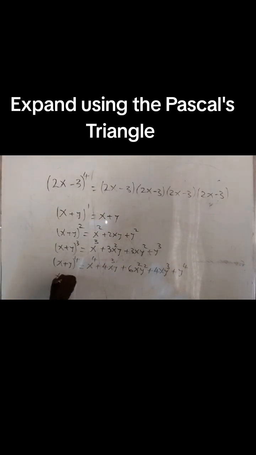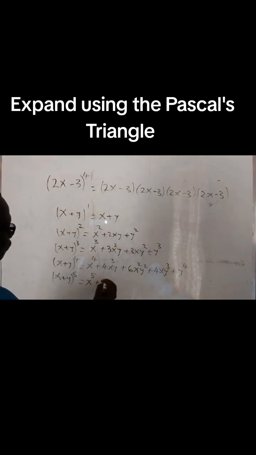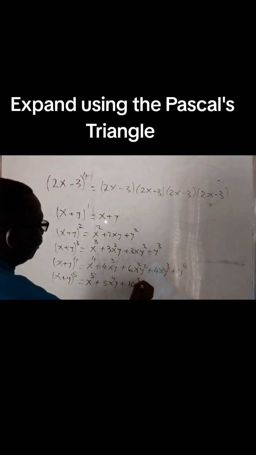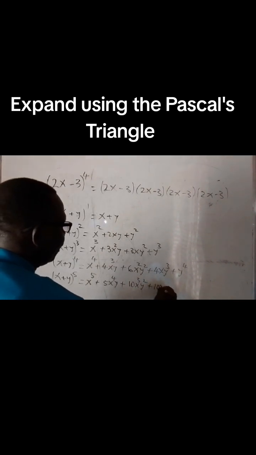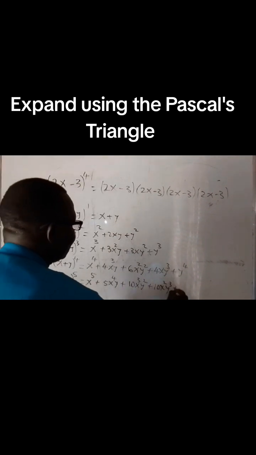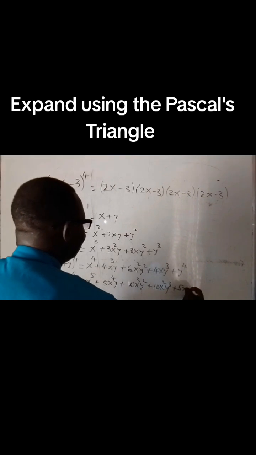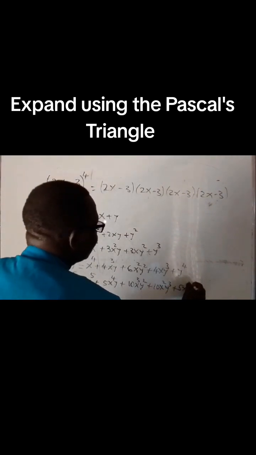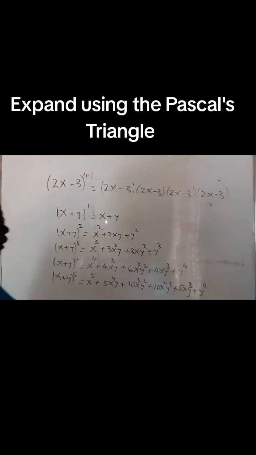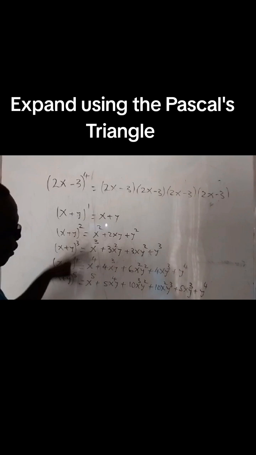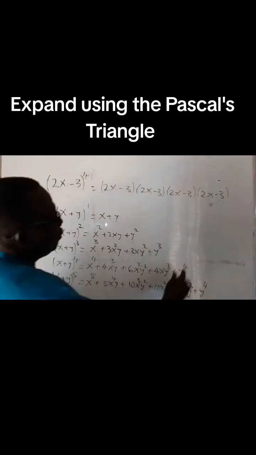Now, if you have x plus y raised to the power 5, then you will have x to the power 5 plus 5x to the power 4 y plus 10x cubed y squared plus 10x squared y cubed plus 5x y to the power 4 plus y to the power 5. The pattern continues. This is what we call Pascal's theorem. So taking the coefficients of this, you will have a pattern.